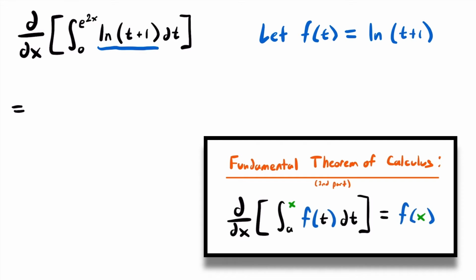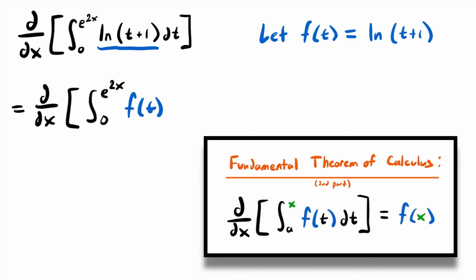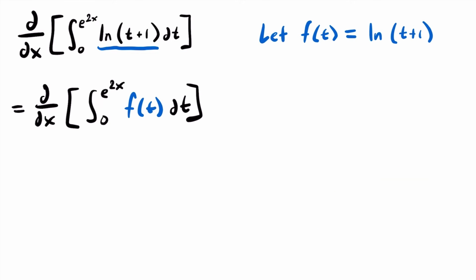All right, so now what we can do is rewrite this expression. It's going to be equal to the derivative with respect to x of the integral from 0 to e to the power of 2x. And now we're going to have f of t, or our function in terms of t, times dt.